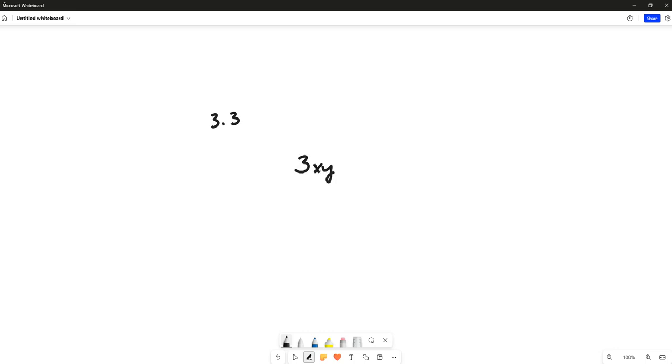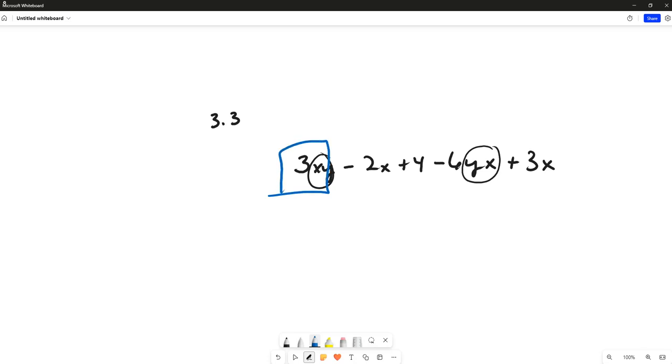So 3xy minus 2x plus 4 minus 6yx plus 3x. Okay, so we have an x and a y right here, and we have an x and a y right here. So therefore, this term and this term are exactly alike. Then we have just an x here and an x here. So those two terms are alike. And then we have this 4 hanging out by itself. It does not have a variable. So we're going to add the like terms.